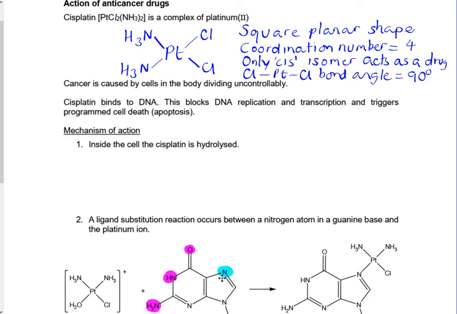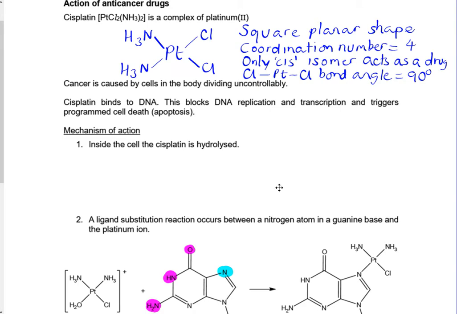This video is about anti-cancer drugs that act by binding to DNA. We'll do lots more about transition metal complexes towards the end of year 13. But one drug is Cisplatin. This is a complex of platinum.